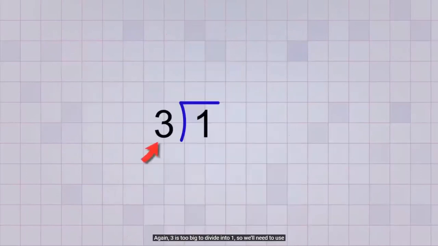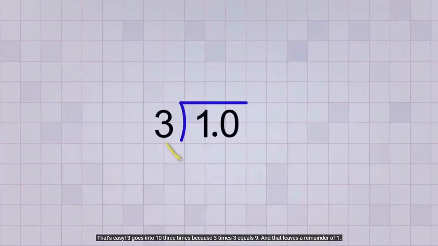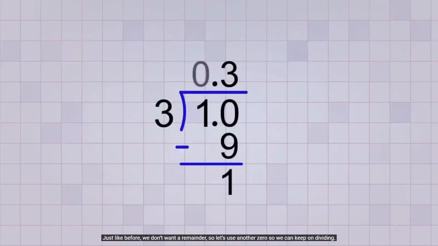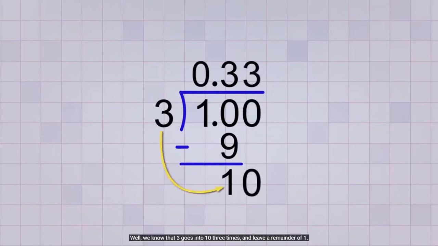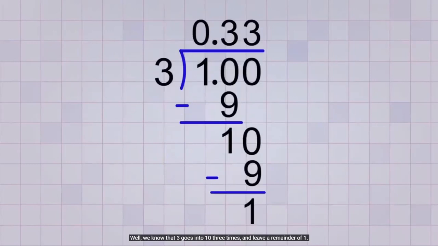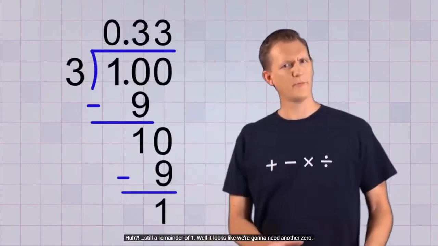Again, 3 is too big to divide into 1, so we'll need to use a decimal point and another 0, which makes our problem look like 10 divided by 3. That's easy. 3 goes into 10 3 times, because 3 times 3 equals 9, and that leaves a remainder of 1. Just like before, we don't want a remainder, so let's use another 0 so we can keep on dividing. And that gives us 10 divided by 3 again. Well, we know that 3 goes into 10 3 times and leaves a remainder of 1. Still a remainder of 1.